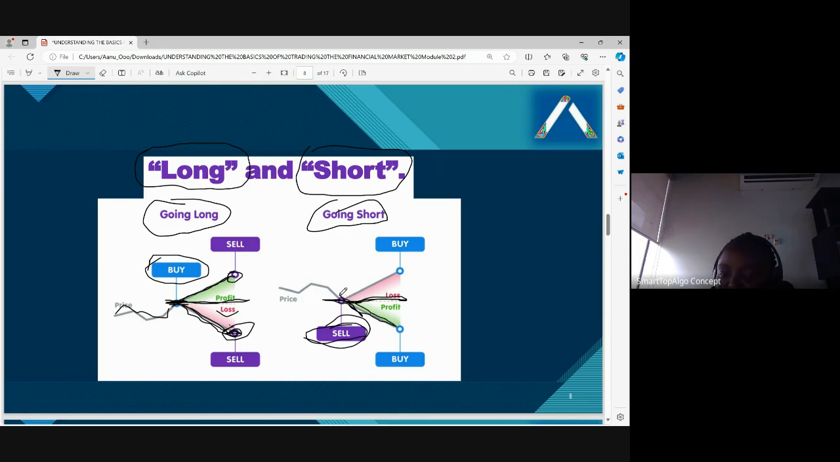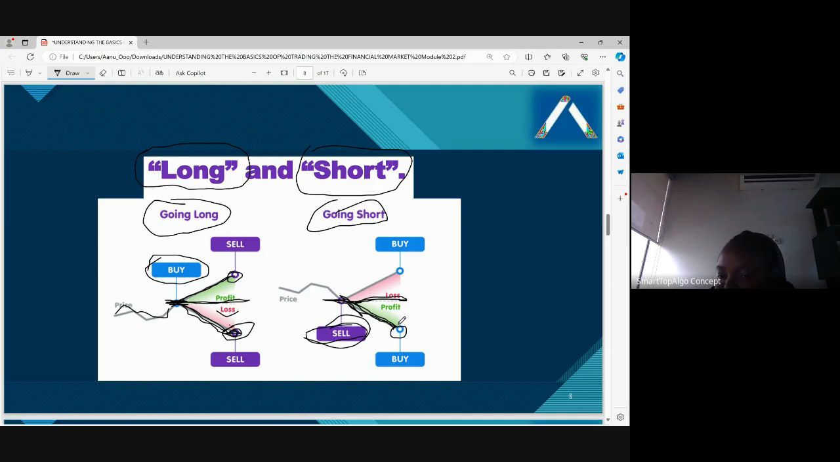Now, if price begins to drop from this level and you want to close your sell position, what you mean is, at this point, I want to accept my profit. I don't want to be greedy. That's what it means.